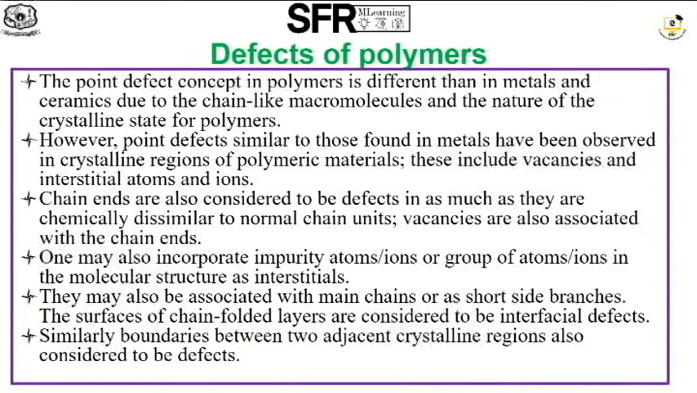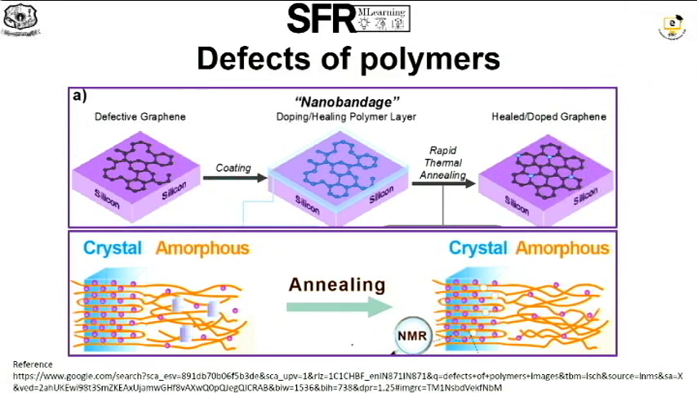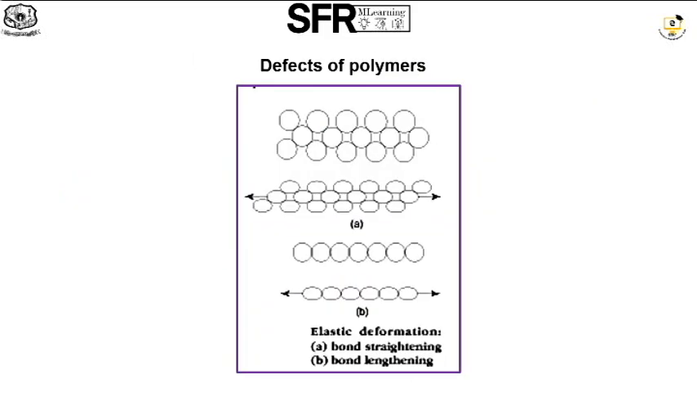One may also incorporate impurity atoms, ions or groups of atoms or ions in the molecular structure as interstitials. They may also be associated with main chains or as short side branches. The surfaces of chain-folded layers are considered to be interstitial defects. Similarly, boundaries between two adjacent crystalline regions are also considered to be defects. Kindly see the figures on how the doping and annealing of materials play an important role in producing defects. In this figure, elastic deformation is observed clearly.